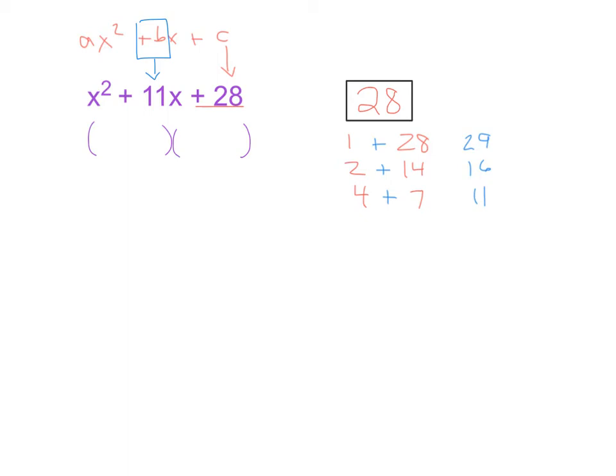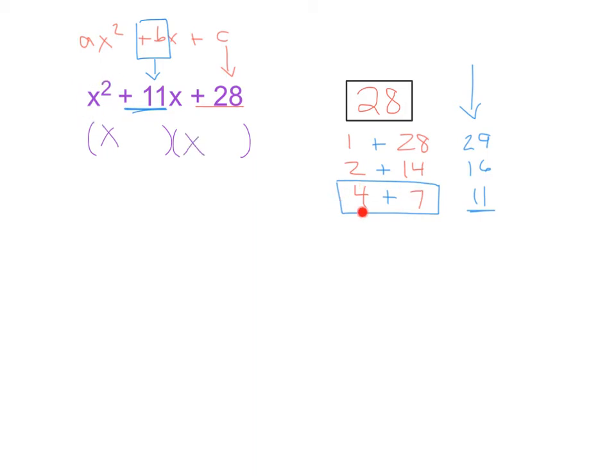Which of these numbers match this middle term of 11? Obviously this 11 right here, and therefore 4 and 7 are the numbers we need to put into our parentheses to list our factors. If I were going to FOIL this out, first, outside, inside, last, and arrive at this, what would I have to multiply here and here to get x squared? Well, it's x times x. X times x will get us that x squared.